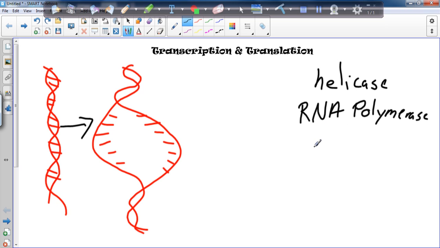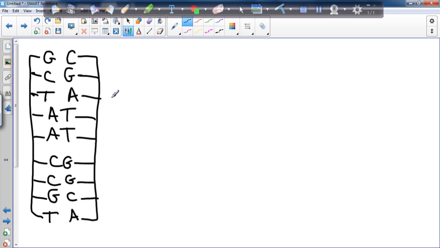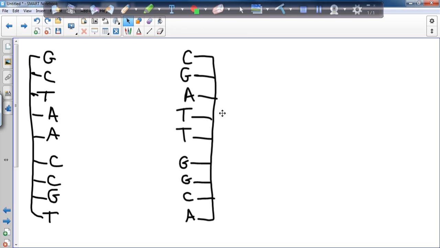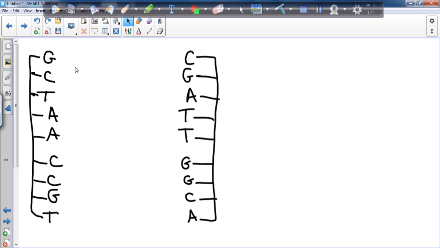Now just remember that RNA has the same nitrogenous bases as DNA, except RNA has uracil in place of thymine. RNA does not have the base thymine. So let's see how this would work. So here we have a double-stranded DNA molecule. Helicase is going to come in, unzip it, break the bonds between these bases.